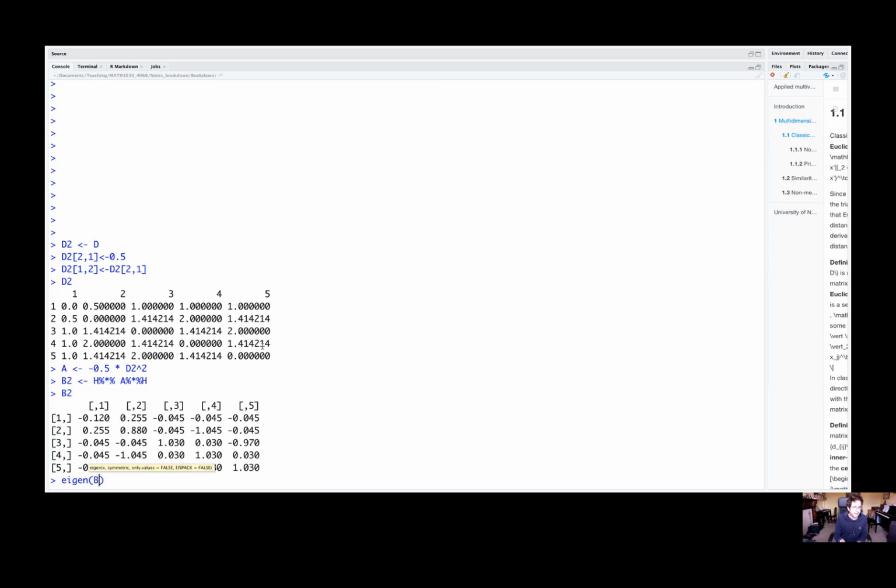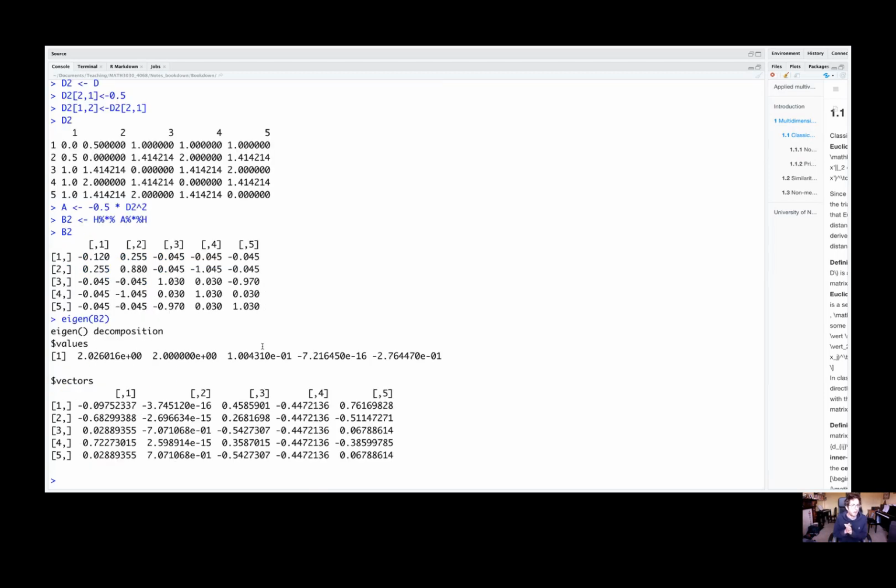Now let's look at the eigen decomposition of B2. Whereas before, the eigenvalues we found of the centered inner product matrix were 2, 2, and then all the rest were zeros, now we've got something slightly bigger than 2, 2, something small, about 0.1, a 0, and then we've got a negative eigenvalue. So this matrix is not positive semi-definite.